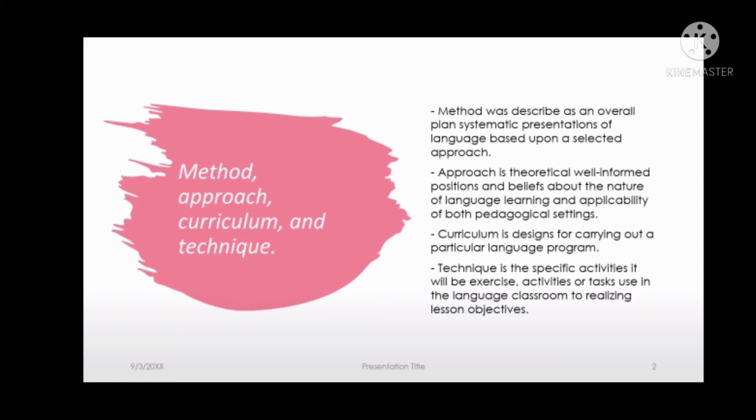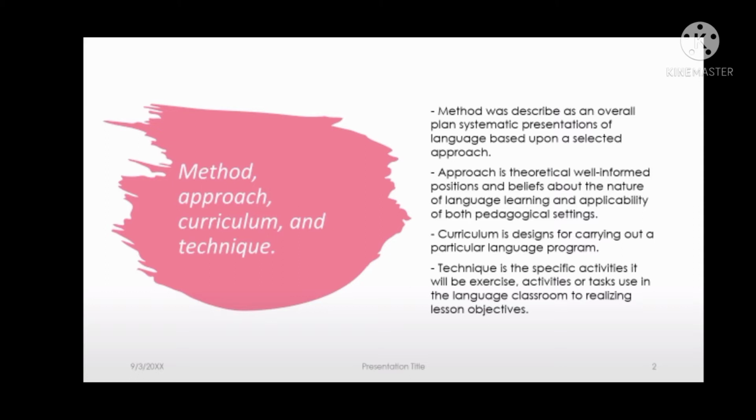Before we discuss further the methodical history of language teaching, we must know some terms like method, approach, curriculum, and technique. The first one is method. Method was described as an overall planned systematic presentation of language based upon a selected approach. And the second one is approach. Approach is theoretical, well-informed positions and beliefs about the nature of language learning and applicability to pedagogical settings.